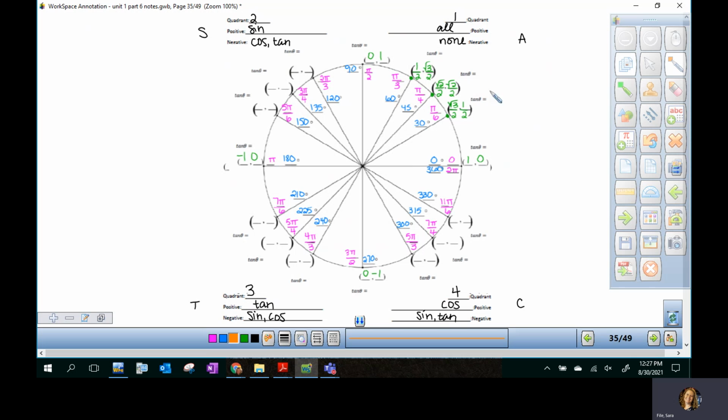Okay, so at 30, we said tangent came out to be square root of 3/3. At 45, tangent was 1. And at 60, it was the reciprocal, so it's just square root of 3. Now, okay with those 3 values? What about at 0 degrees? What is y divided by x here for this ordered pair? 0 divided by 1. 0. So where else on the unit circle would tangent come out to 0?